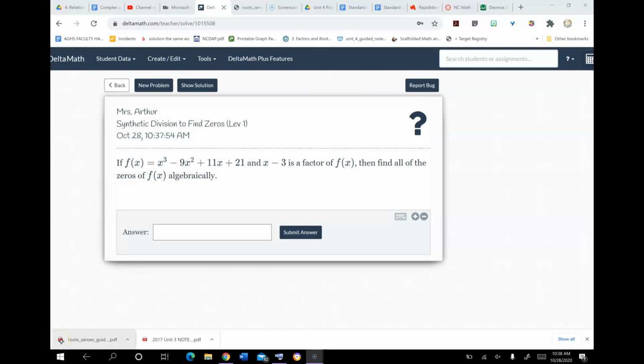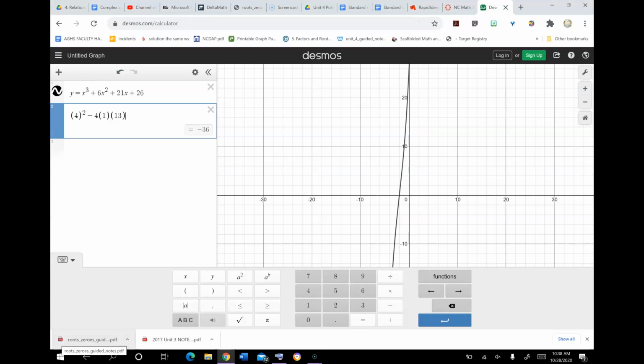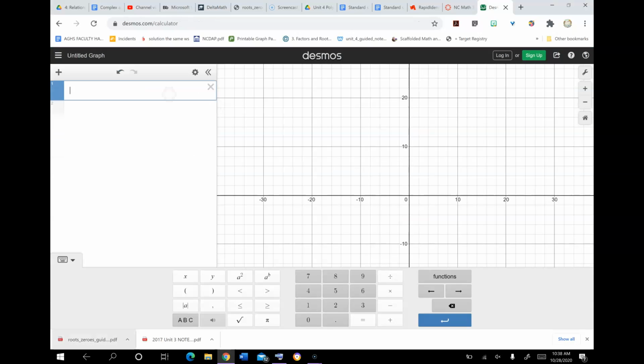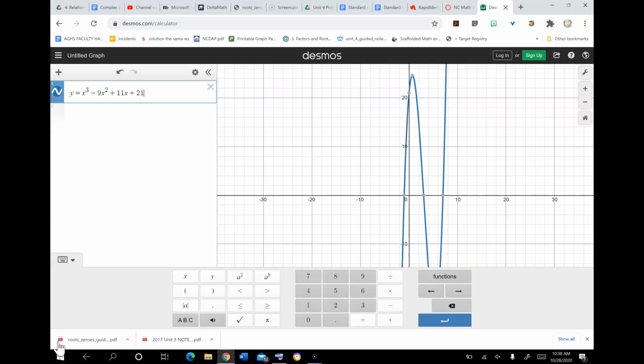All right, so you have 2 sections of Delta Math today, okay? So this is your level 1 that you have, and it's going to be a little bit easier, okay? Because, like I said, we work smarter, not harder. So it wants us to find all the zeros, which means all solutions, okay? So what I would do is I would take this equation and I would type it into Desmos first, okay? Type it into Desmos. So we've got y equals x cubed minus 9x squared plus 11x plus 21.